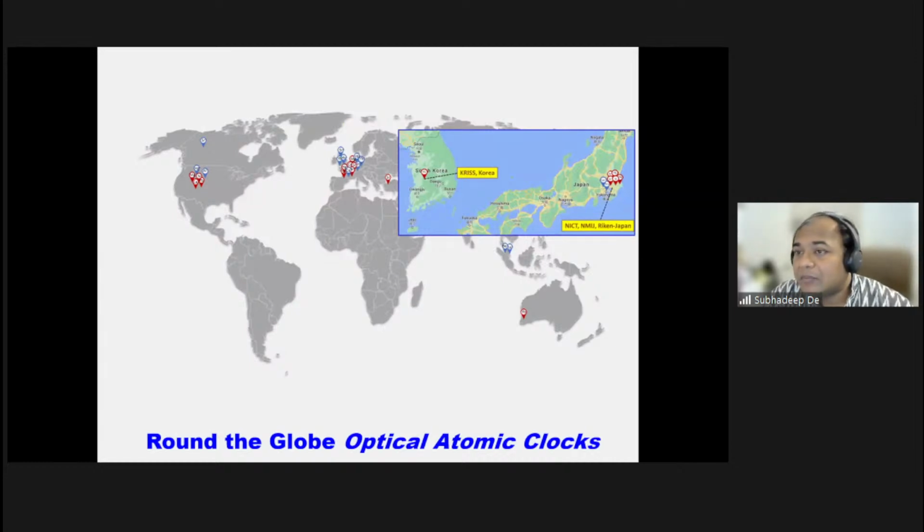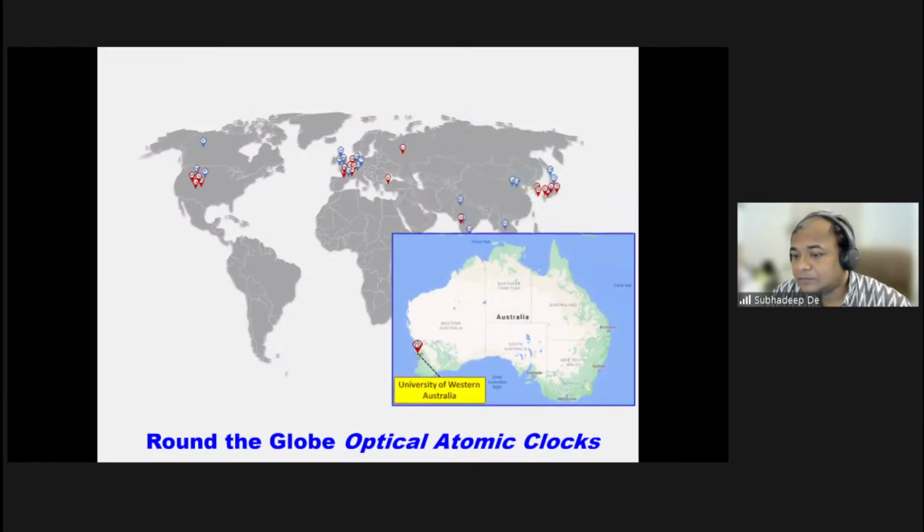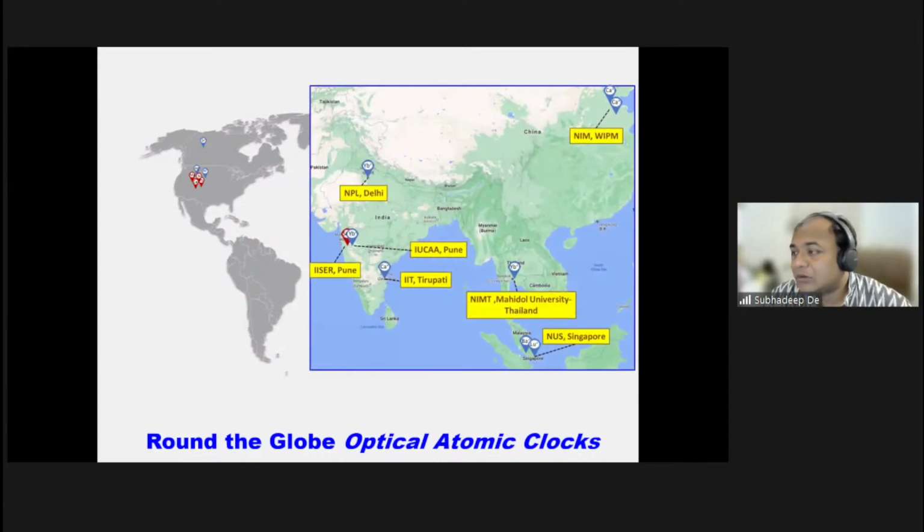Japan is another hub where they have lots of very good quality optical clocks, and actually the neutral atom optical clock concept comes from Japan. So they have very good quality neutral atom optical clocks, and they also have ion clocks. And Australia is actually developing. They don't have any operational optical clock at this moment.